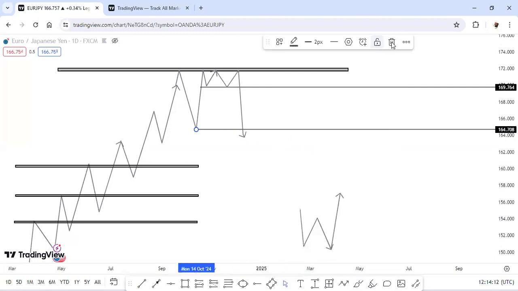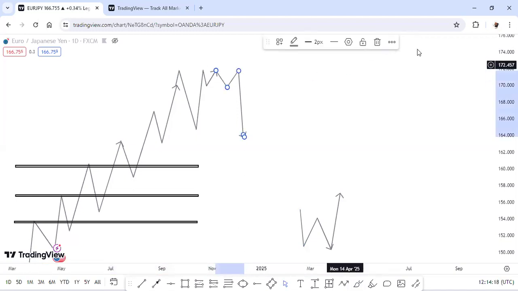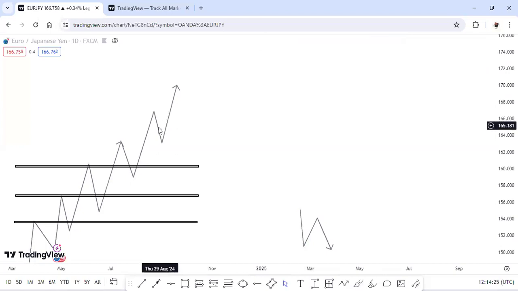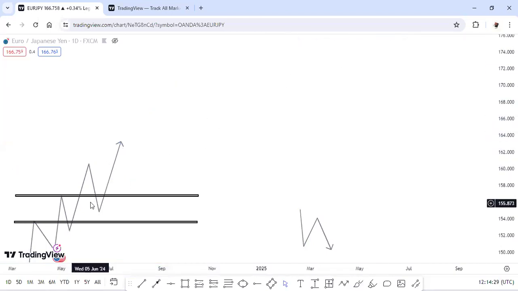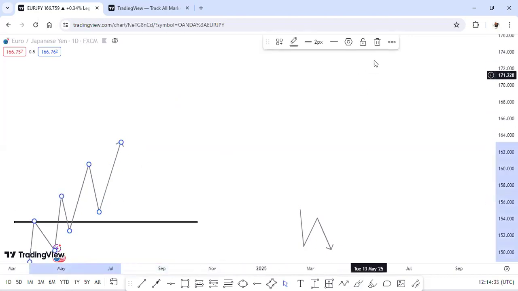So let's go to the chart of Euro JPY, so that I will show you what I have there. How you can spot this kind of pattern, so that you can profit in both the bull and bear market, so that you will not be confused when you are seeing this kind of market structure on your chart. You will not know where to buy, when to sell.